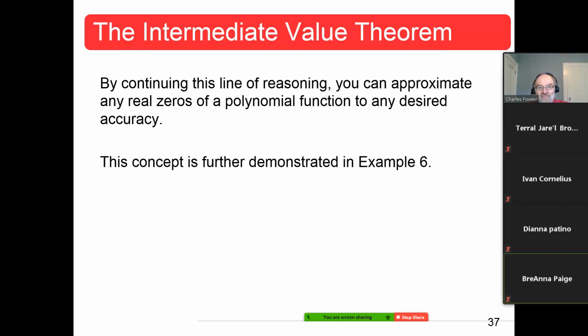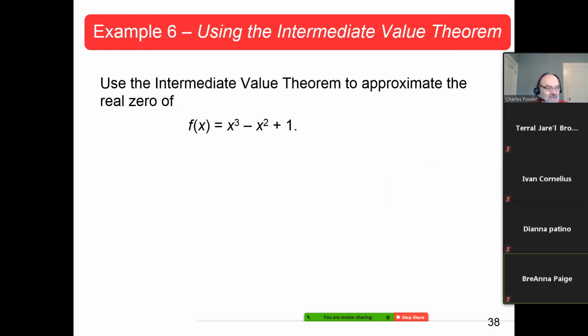So this concept is further demonstrated in example 6, and here's example 6, top of page 131. Use the intermediate value theorem to approximate the real zero of f of x equals x cubed minus x squared plus 1. So here's where I'm going to start. I'm going to start at the easiest thing possible, f of 0. f of 0 would be 0 minus 0, which is still 0, plus 1. So that would be 1.